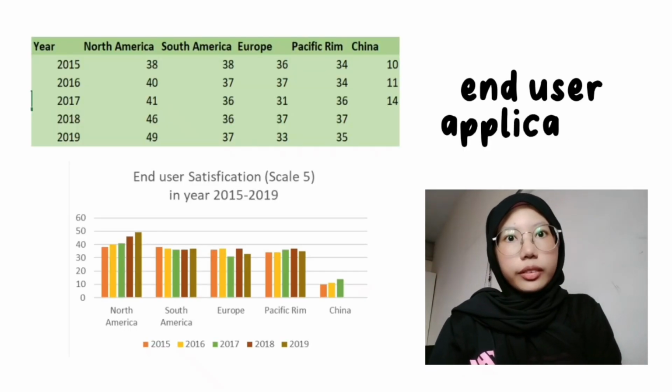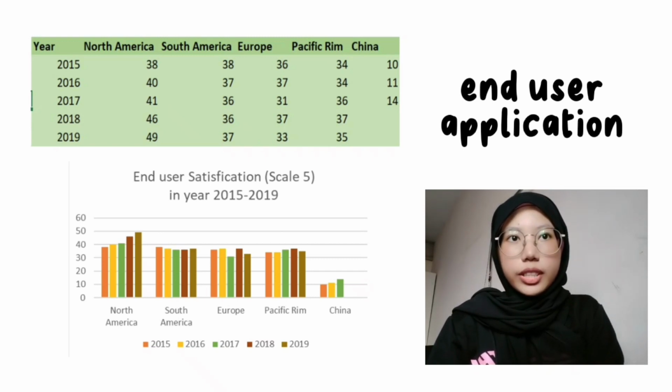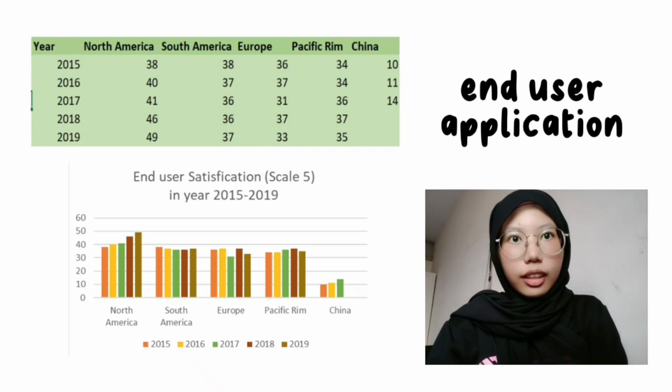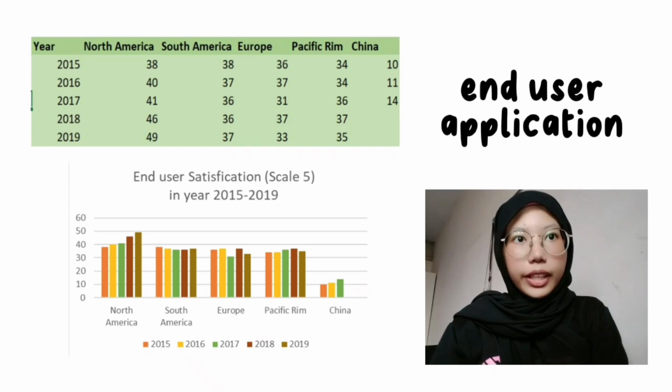So next, let's take a look at end user application. The data and chart show the end user satisfaction with the products. The scale 5 are compiled in the chart from the year 2015 until 2019 for North America, South America, Europe, Pacific Rim, and China. We can see that North America has the highest satisfaction in 2019 compared to other countries, and it eventually tells that they were satisfied with their performance loan equipment.